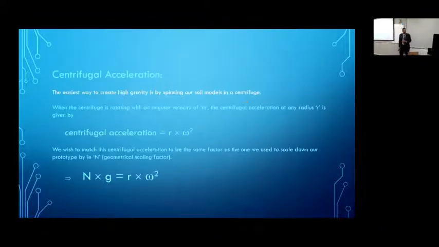So all I need to do is to increase the gravity now. How do I increase it? Put it in a centrifuge. We all know centrifugal acceleration is r omega squared. So if I can match my g to r omega squared, then I'm in business, basically. So that's fairly easy to do.